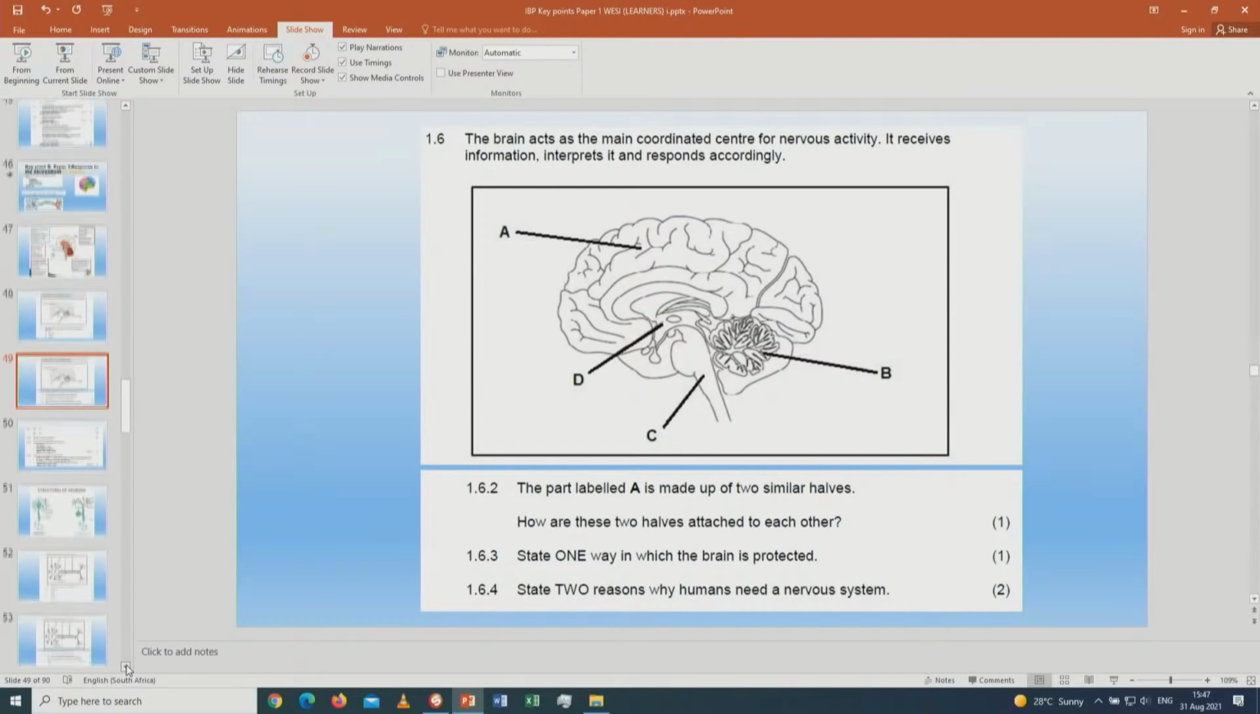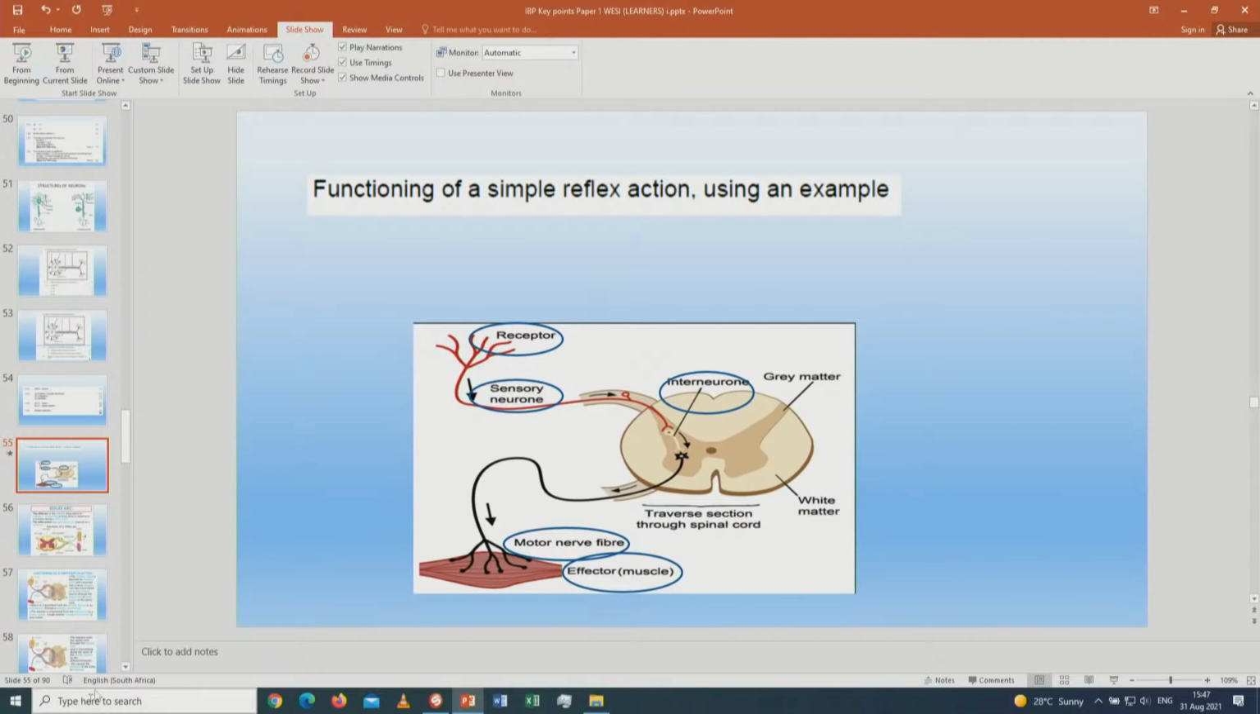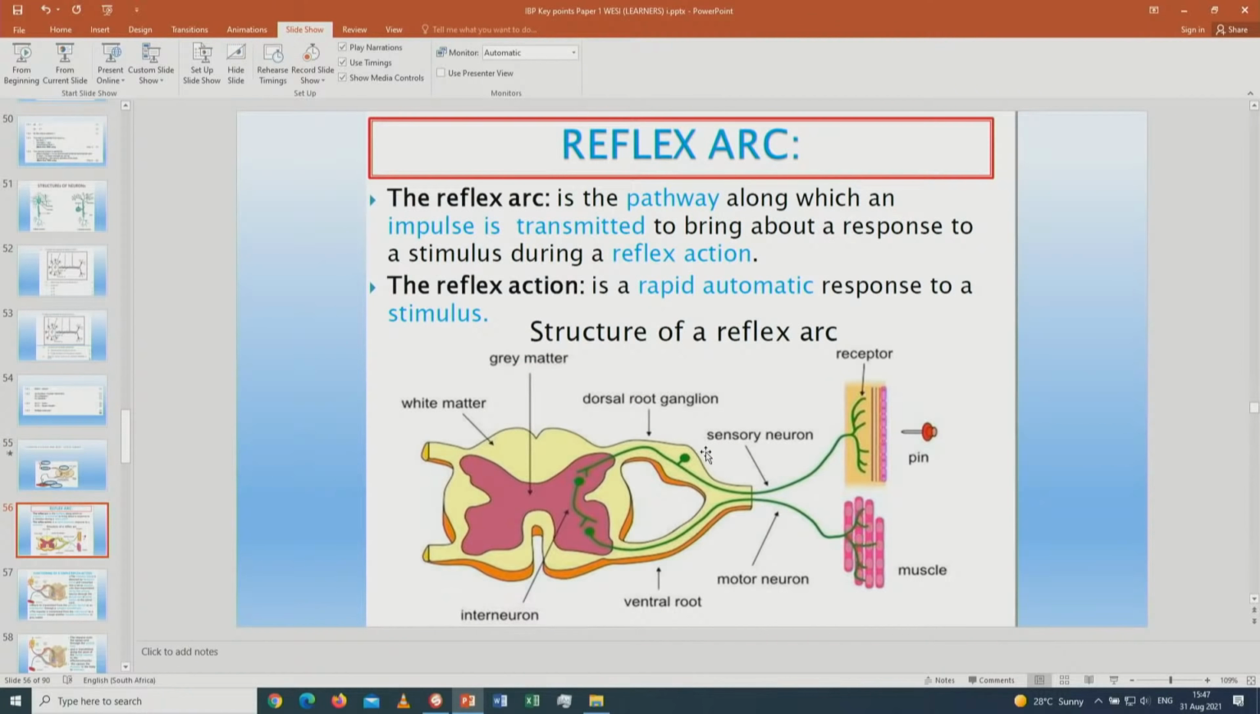And then we move to the next. Okay, reflex action by using any other example. So please just sit down after this and drill this. And then remember again, I have said that you have to be able to identify these parts: the receptor, sensory neuron, interneuron, motor neuron, and effector. Please. And then another thing which is very important, where you can collect marks, make sure that you know the definitions of the reflex arc and reflex action.